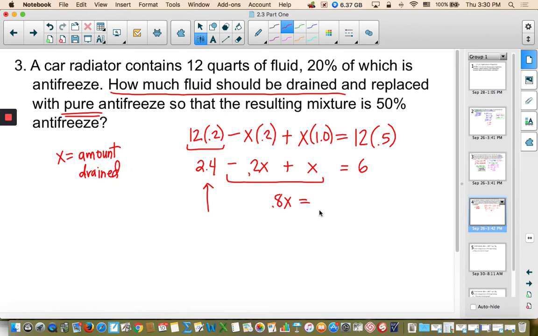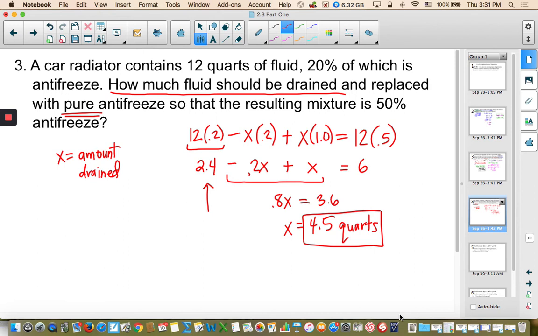6 minus 2.4 gives me 3.6. Divide both sides by 0.8. I get x equals 4.5. What did x stand for? x stood for the amount drained, and we're measuring it in quarts. So 4.5 quarts is my solution to this problem.